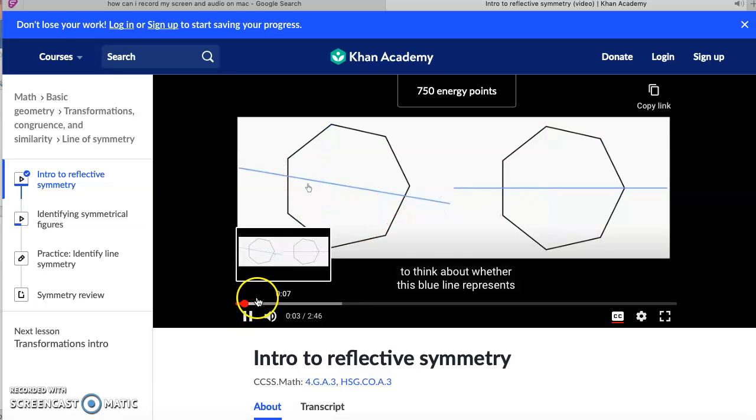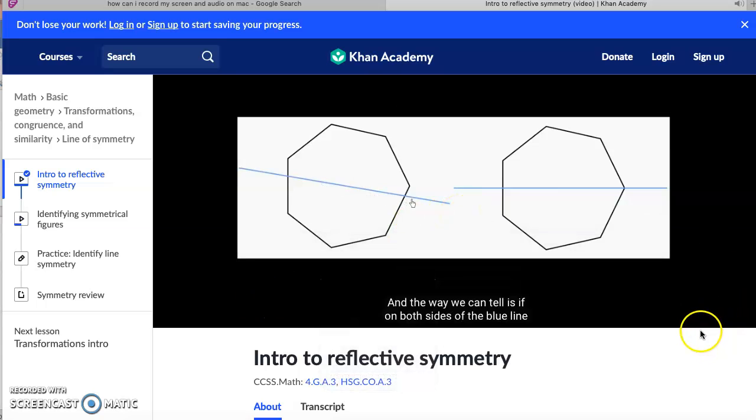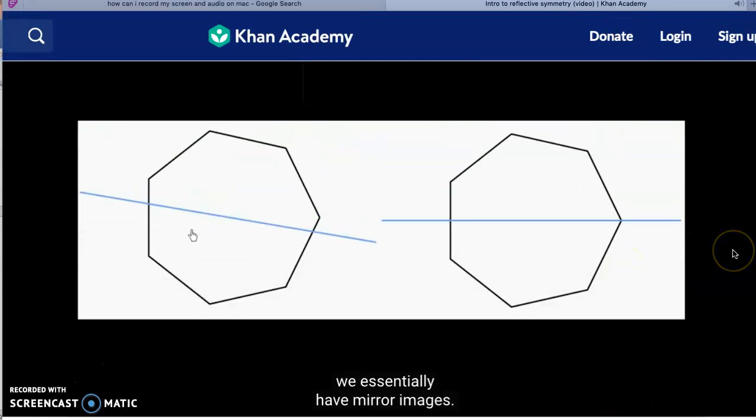I want to think about whether this blue line represents an axis of symmetry. And the way we can tell is if on both sides of the blue line we essentially have mirror images. So let's take this top part of this polygon, the part above this blue line, and reflect it across the blue line. You could almost imagine that it's a reflection over some type of a lake, and see if we get exactly what we have below. Then this would be an axis of symmetry.